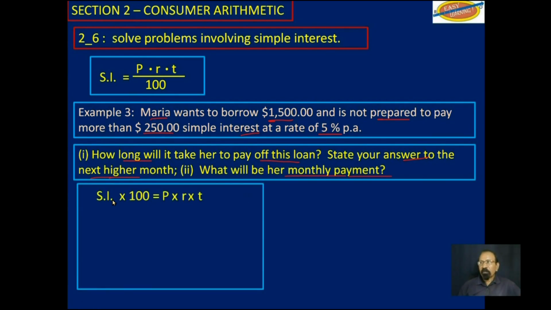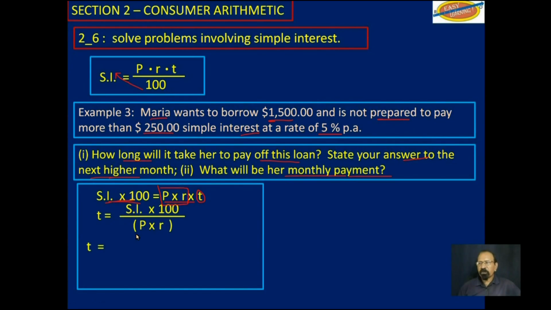So now, if simple interest is equal to principal times rate times time over 100, you take that 100 and carry it over on this side, and you get the simple interest times 100 is equal to principal times rate times time. Well, we want to find out time. So we will move this to the other side, or you could say you divide both sides by principal times rate, and you get simple interest times 100 over principal times rate.